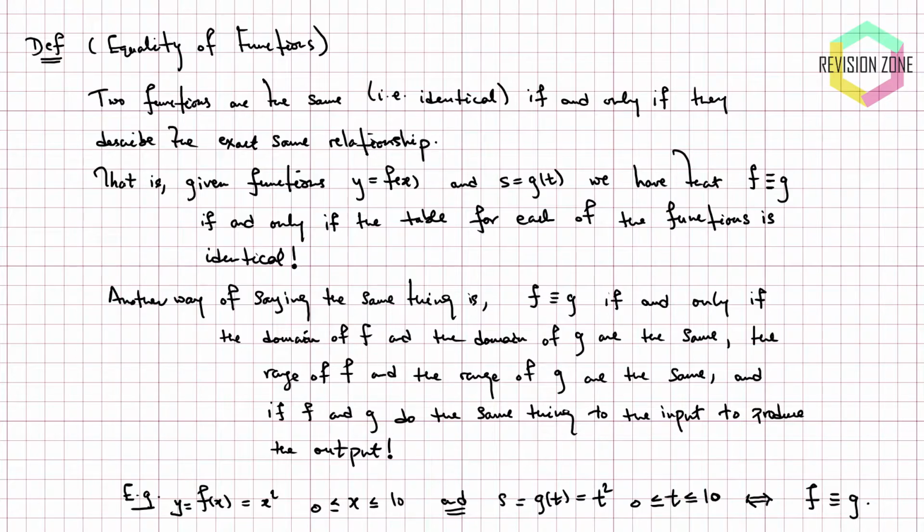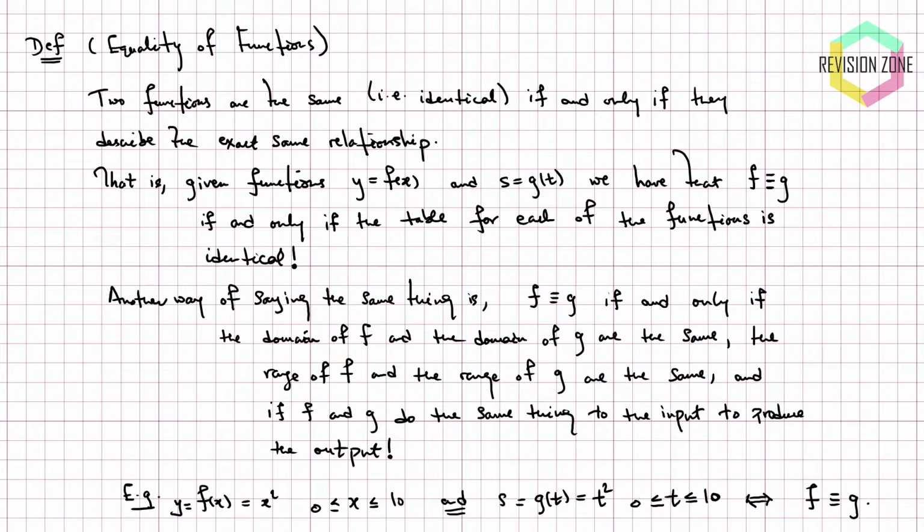So we have an example here. We have y as our output, x as our input, and f as our function. In the second case we have s as our output, t as our input, and g as our function. But you see what's happening. The inputs are being squared to produce the outputs in the first case, and the inputs are being squared to produce the outputs in the second case. And lo and behold, the inputs in the first case are restricted to being between 0 and 10 inclusively. So that's our domain. And the inputs in the second case are restricted to being between 0 and 10 inclusively, and that's our domain.